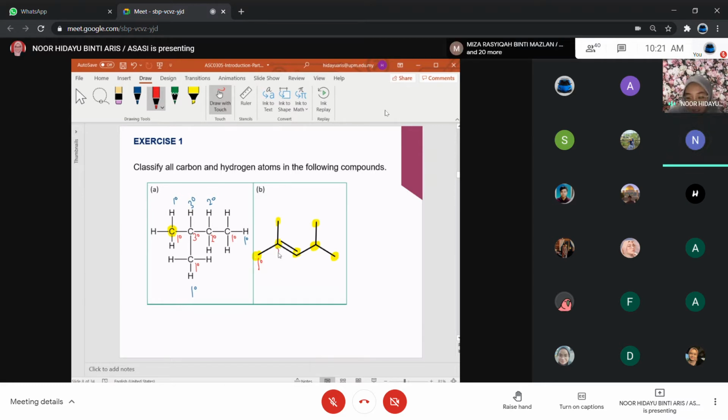Tertiary. This one, secondary. Atas, primary. Sebelah, primary. Bawah, tertiary. 1, 2, 3. Last one, primary. Okay. Kat sini ada hidrogen tak?